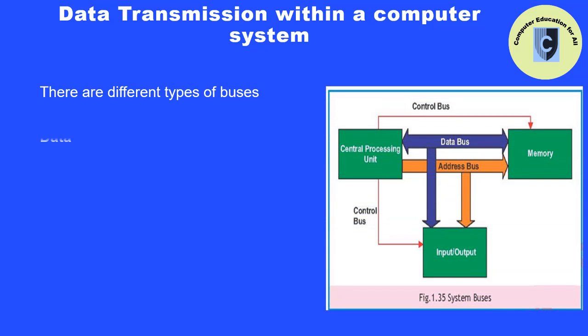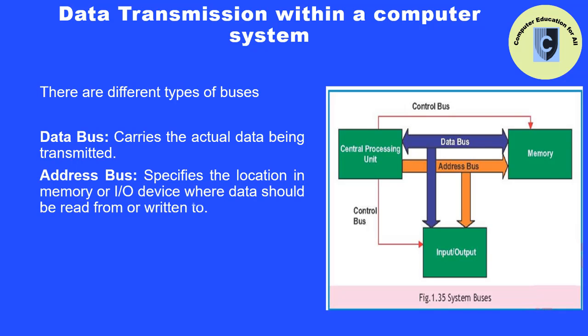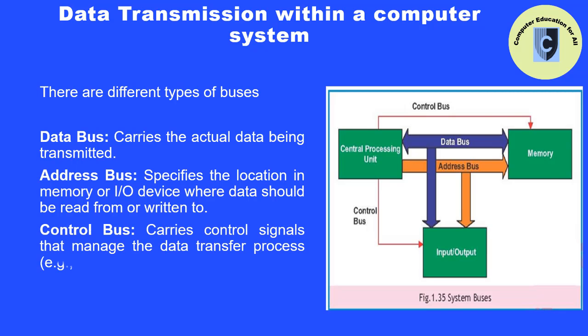Data bus carries the actual data being transmitted. Address bus specifies the location in memory or I/O device where data should be read from or written to. Control bus carries control signals that manage the data transfer process, for example, read, write, halt, etc.